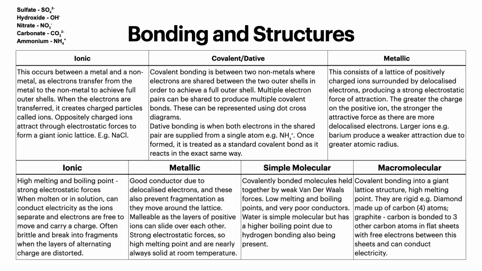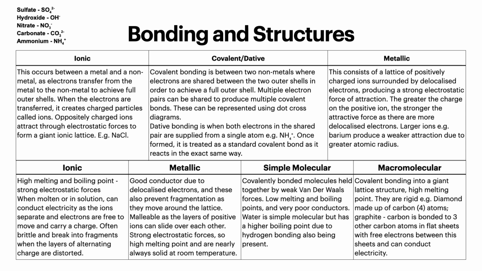Then you've got metallic bonding. So this consists of a lattice of positively charged ions surrounded by delocalized electrons, producing a strong electrostatic force of attraction. The greater the charge on the positive ion, the stronger the attractive force, as there are more delocalized electrons. Larger ions, for example barium, produce a weaker attraction due to a greater atomic radius.